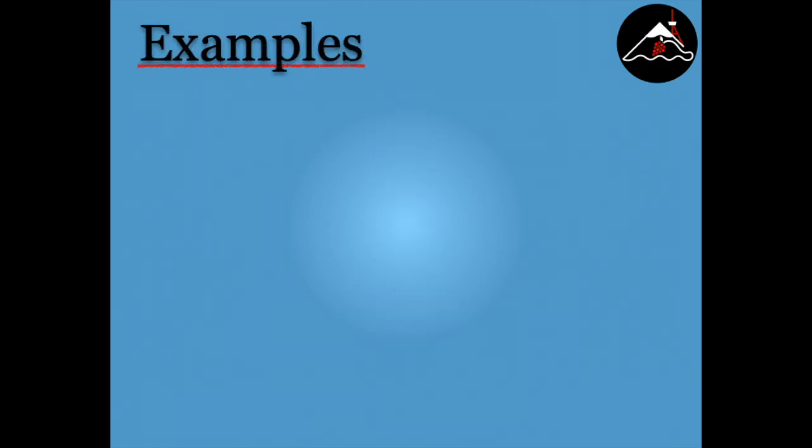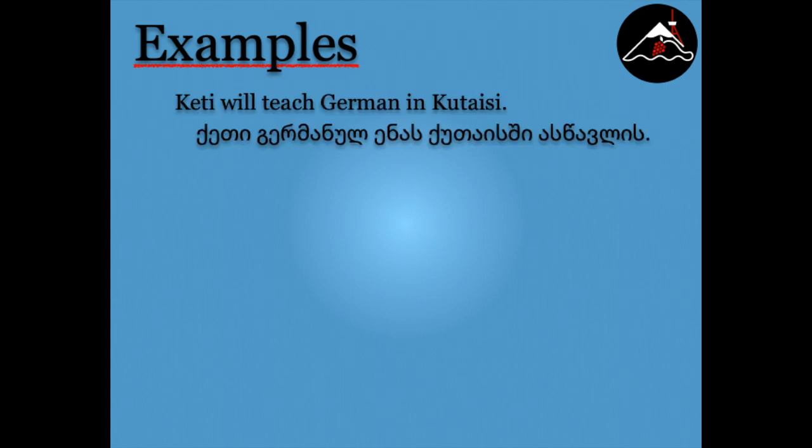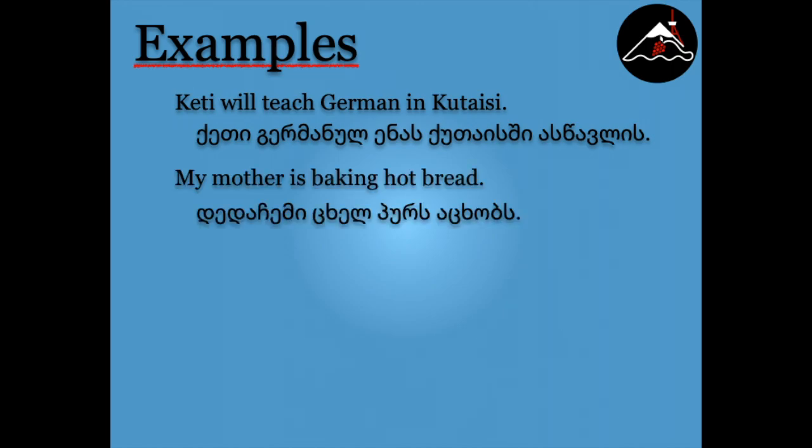Let's go over a few more examples using the dative case in both the present and future tenses. Keti will teach German in Kutaisi. Keti Germanu einas Kutaishi astsavlis. My mother is baking hot bread. Deda chemi tschel urs atschobs.